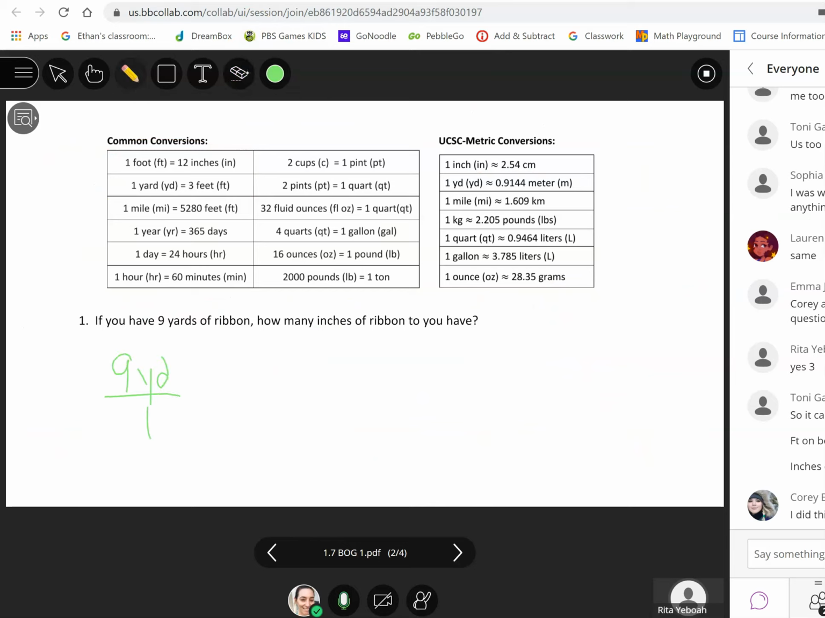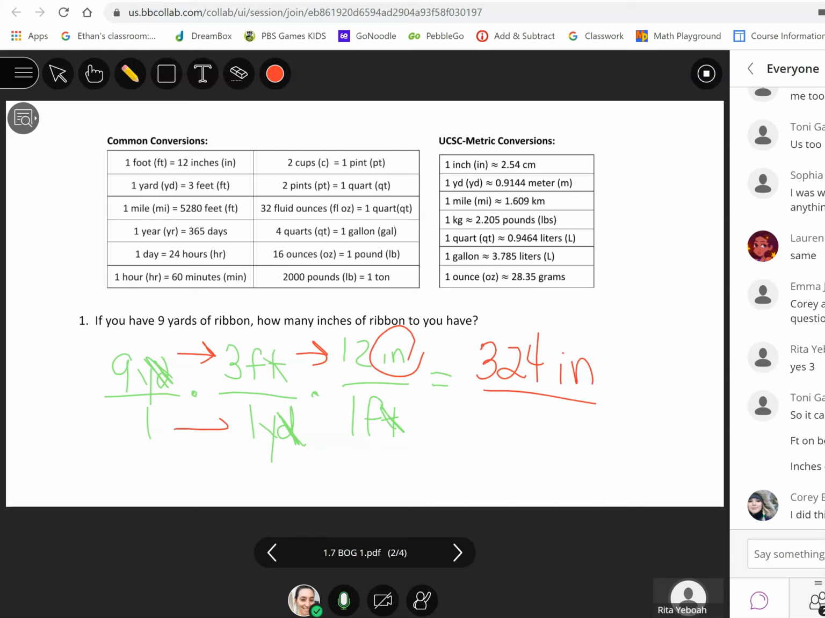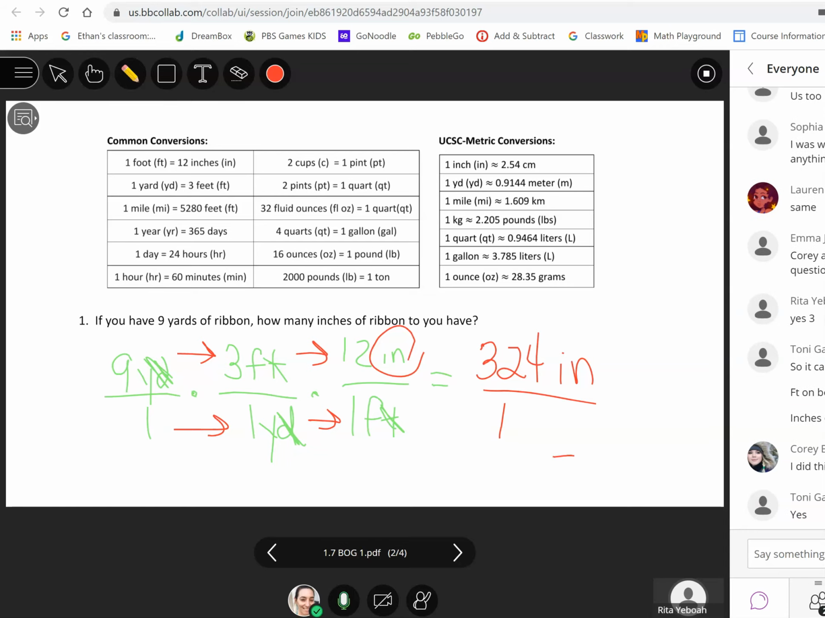So 1 yard, I put the 3 feet, 1 yard here. I put the 1 foot on the bottom, so 12 inches on the top. And then, okay, so you do have to know the rule for fractions. You just multiply top times top, and that gives you, was it 324? And then there's inches. And then if I multiply bottom times bottom, it's just 1. Yeah, so see how that works? That's just a different way to get the exact same answer y'all got using whatever method you wanted.